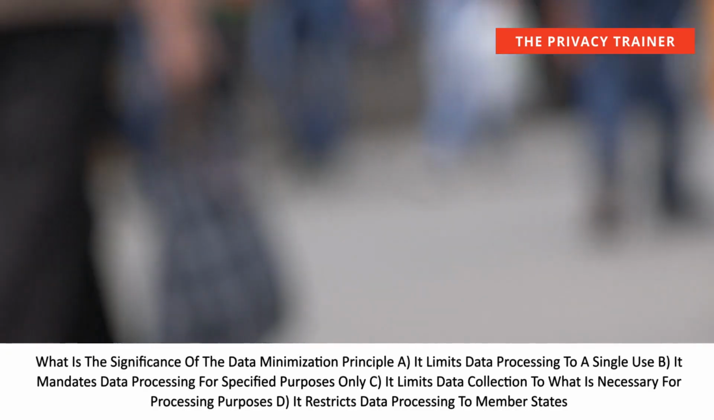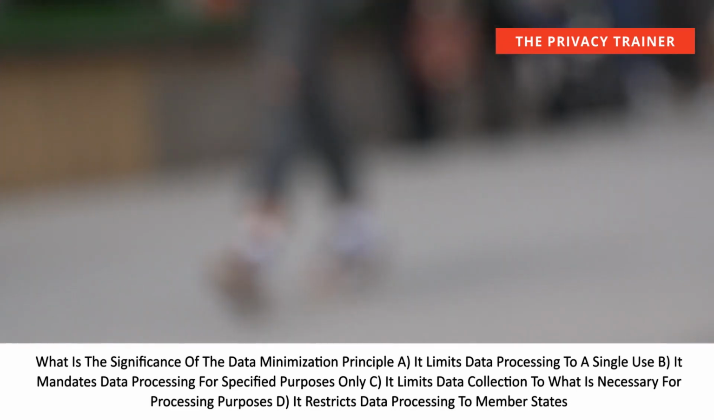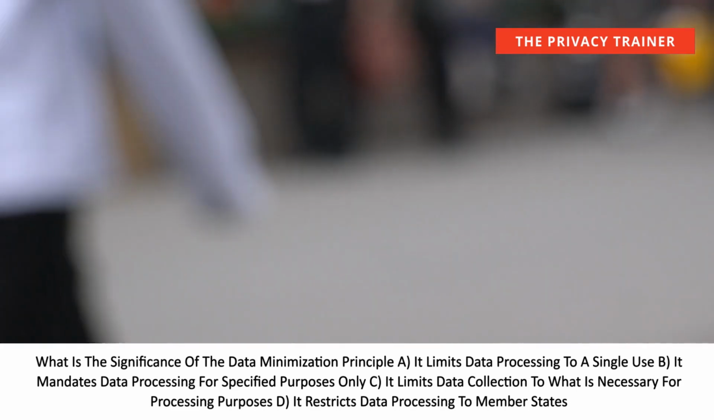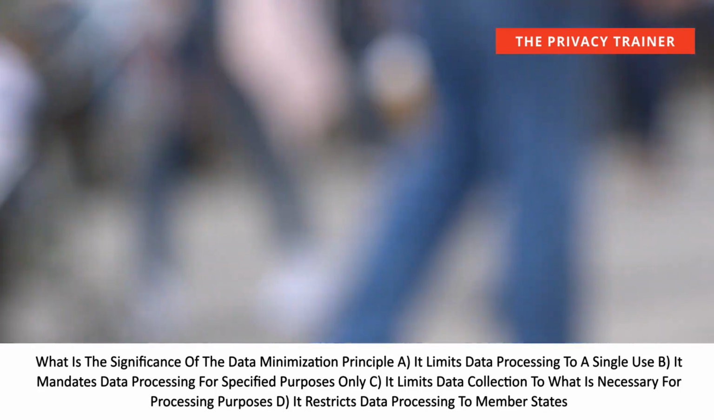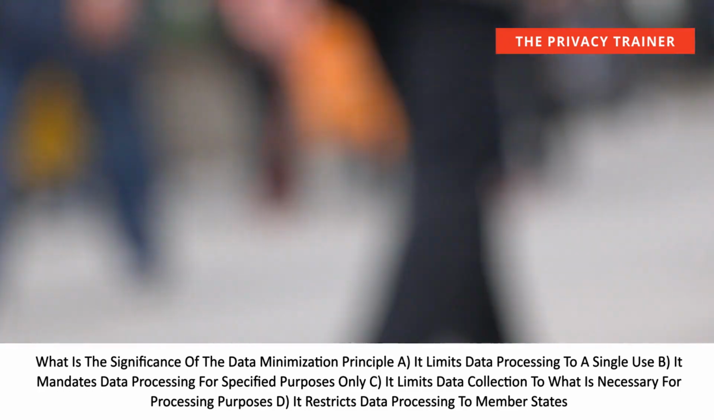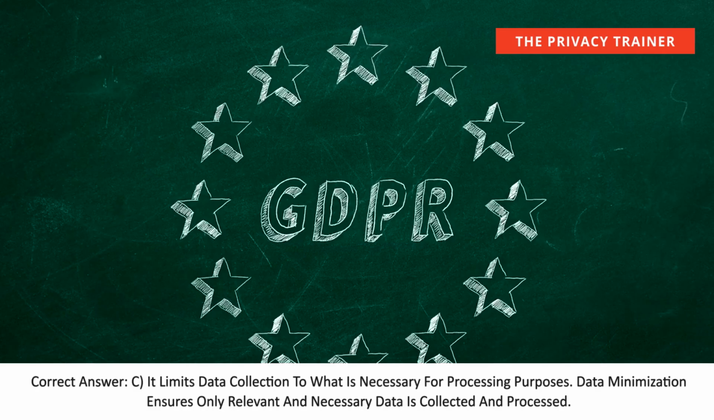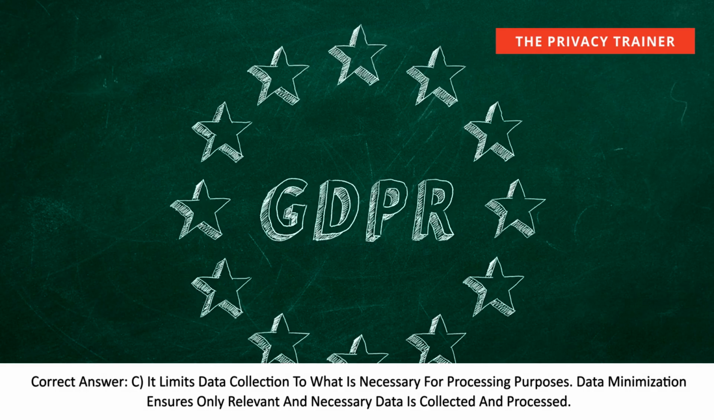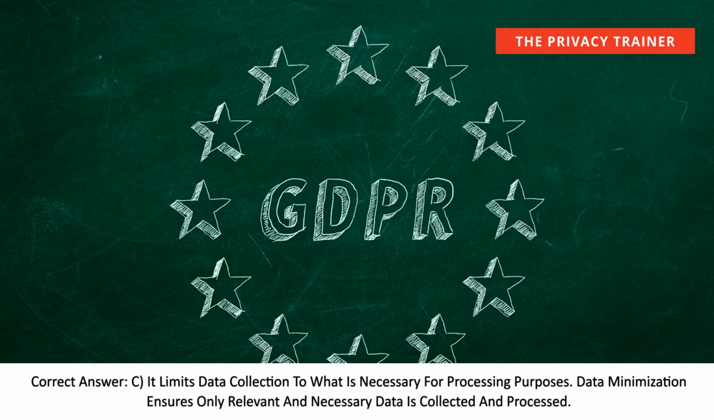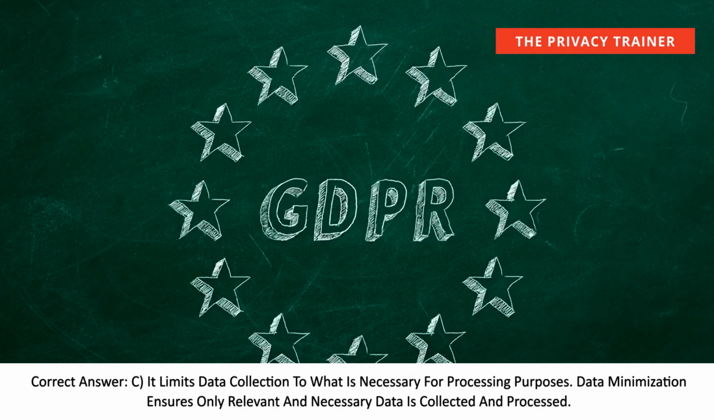What is the significance of the data minimization principle? A. It limits data processing to a single use. B. It mandates data processing for specified purposes only. C. It limits data collection to what is necessary for processing purposes. D. It restricts data processing to member states. Correct answer: C. It limits data collection to what is necessary for processing purposes. Data minimization ensures only relevant and necessary data is collected and processed.